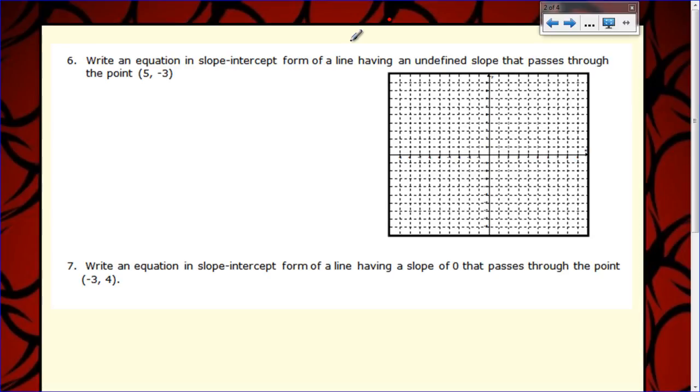So now number 6 and number 7. Number 6 says to write an equation in slope-intercept form. So here's the form, y equals mx plus b, of a line having undefined slope that passes through the point 5, negative 3. Now I don't feel like I have spent a lot of time drilling into you undefined slope and zero slope, so I want to talk about it for just a minute. There are 2 acronyms that I want you to learn.